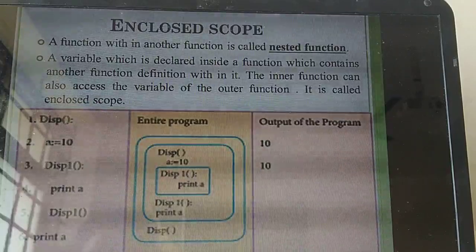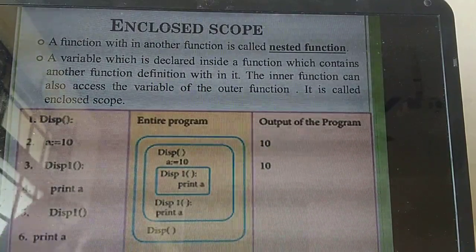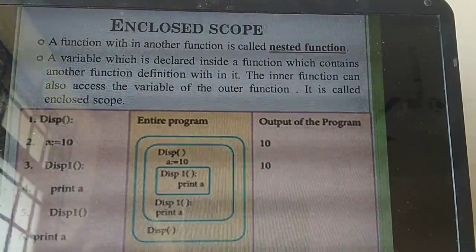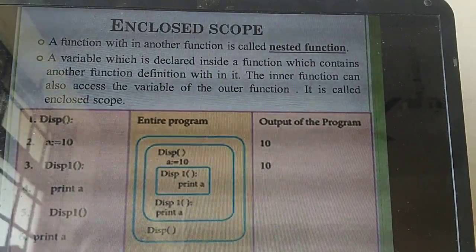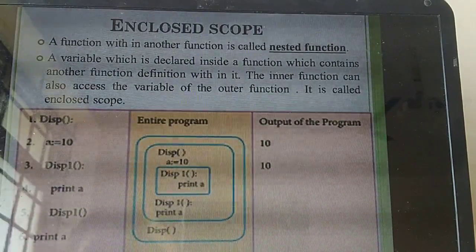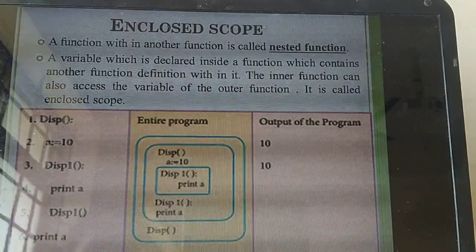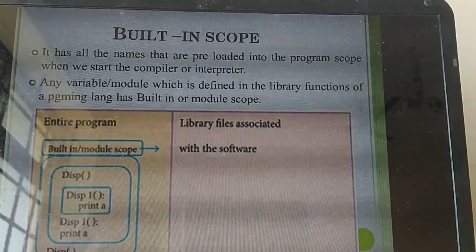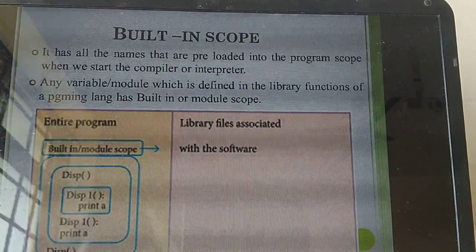I am giving the value of a as 10 only inside the first function display of. But the same variable you can access in both display1 of functions. Both the functions you can access. That means a function defined inside another function is called which scope? Enclosed scope. Understand now? Yes. Next thing is built-in scope. What's the fourth scope? Built-in scope. Okay.